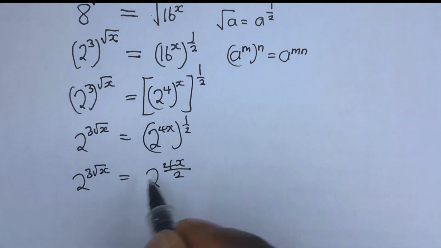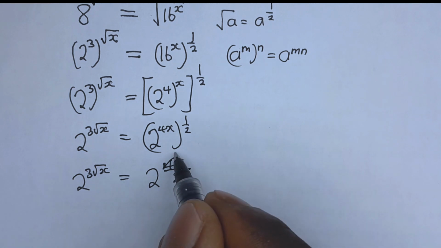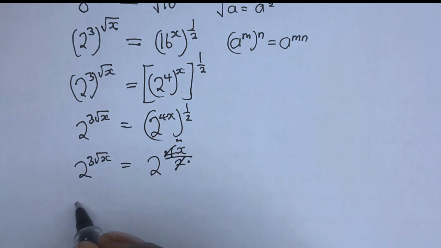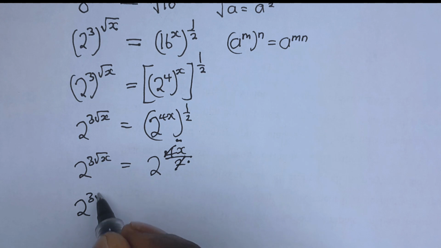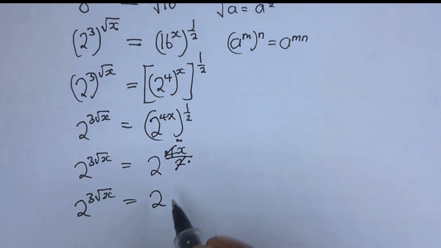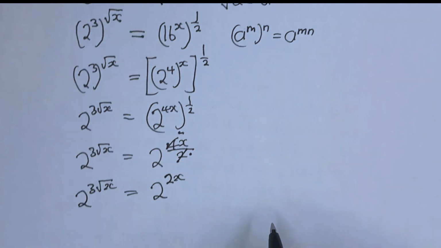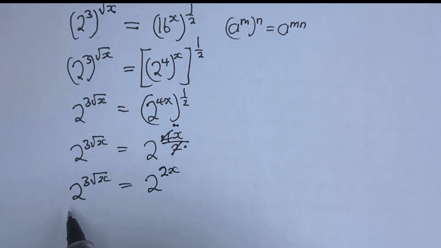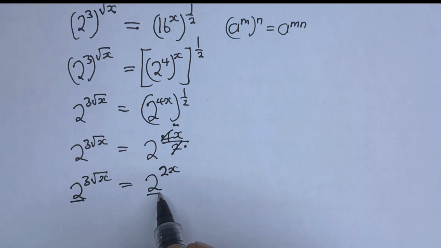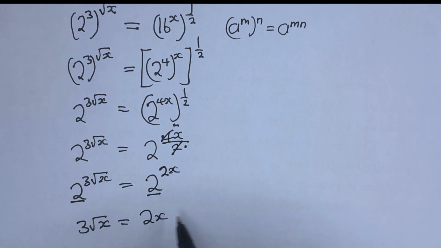From here we can cancel the common factor, which is 2, and 2 here is 2, which gives 2 to the power of 3 square root of x, which is equal to 2 to the power of 2x. From here we have the same bases, we can equate the powers. That is 3 square root of x, which is equal to 2x.